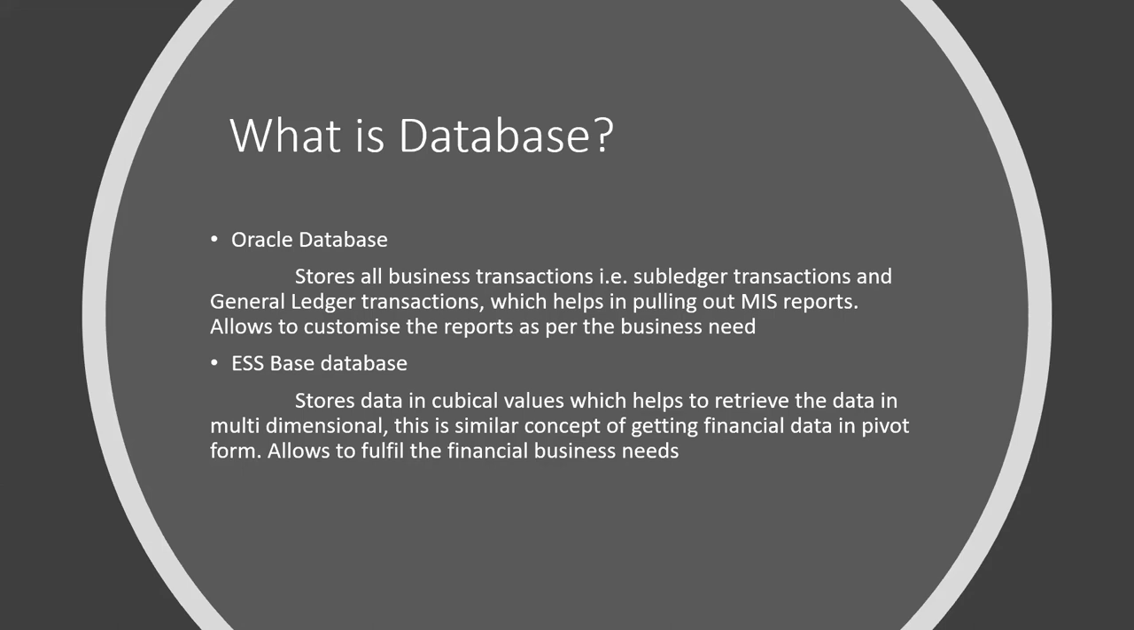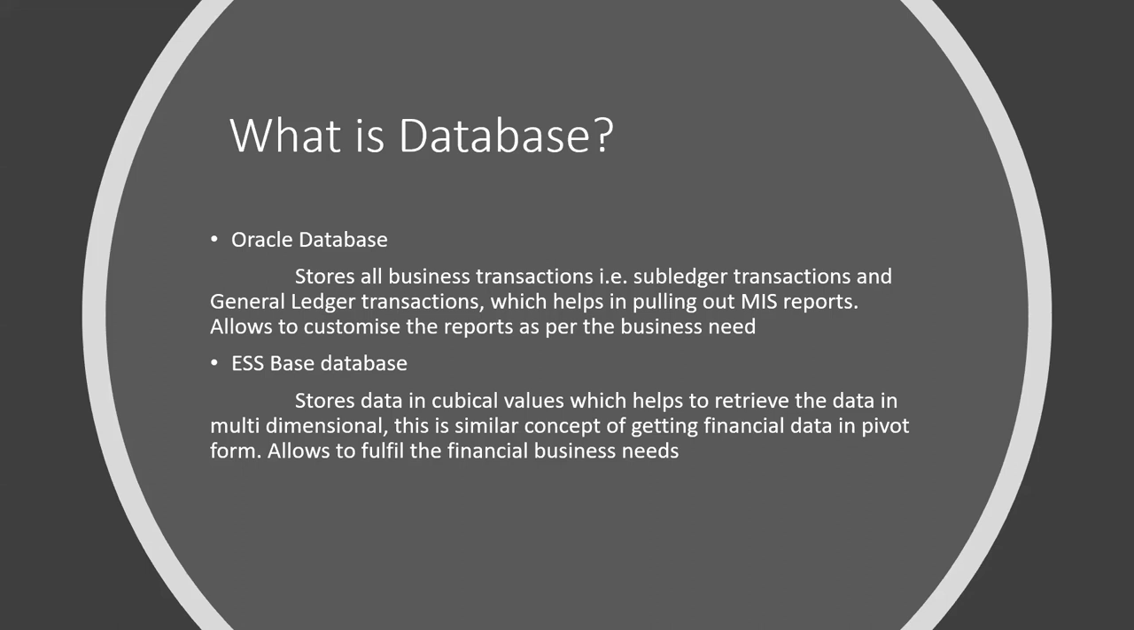Okay. So basically, we know that Oracle has a database. So we have rows and columns. This is the standard database that Oracle has for the EBS environment. But if we speak about Fusion, we have another database called the SPS database. This is what I was referring to, wherein we have cubicle values.